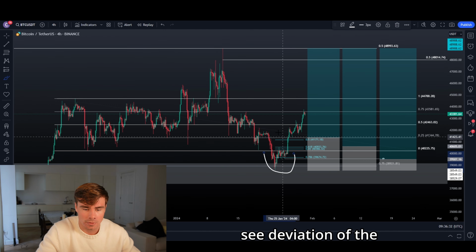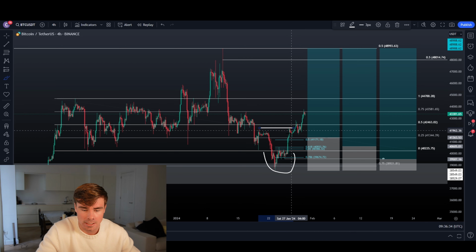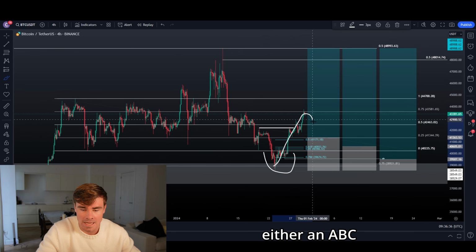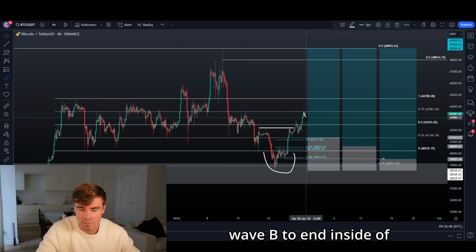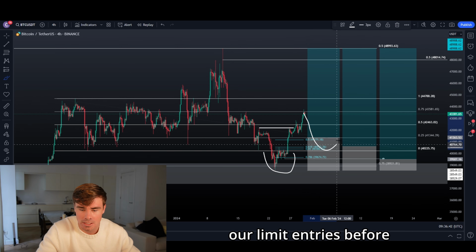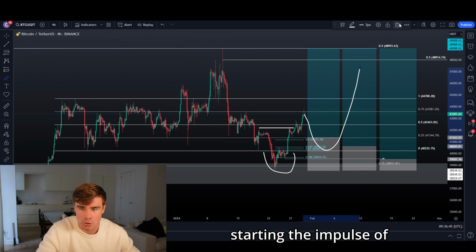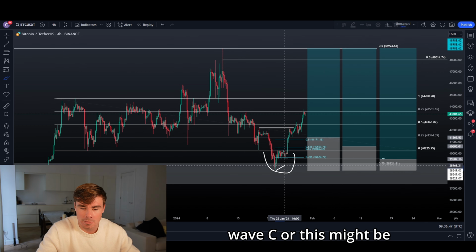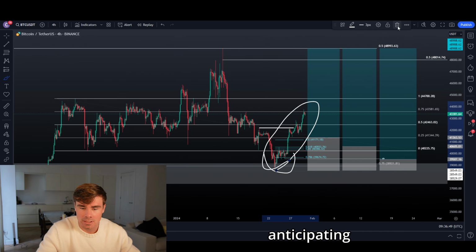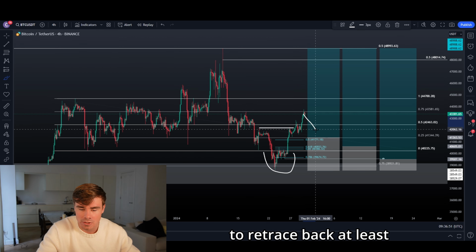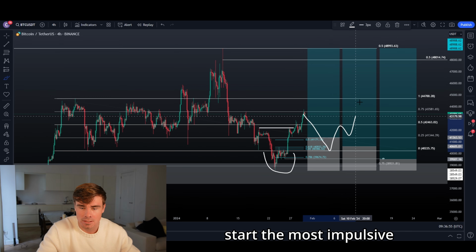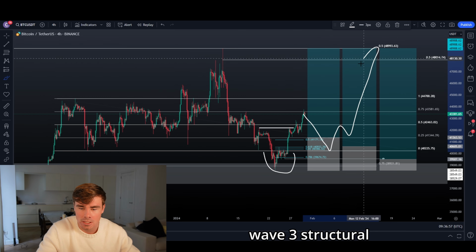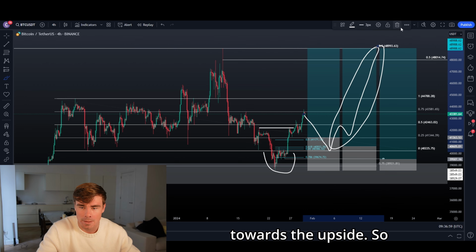We see a deviation of the range low, break of structure to the upside. Now I'm anticipating either an ABC correction to the upside, in which I'm anticipating wave B to end inside of our limit entries before starting the impulse of wave C, or this might be a wave 1 in which I'm anticipating the second wave to retrace back at least towards the 0.5, fill our entry points, and then start the most impulsive wave 3 structural towards the upside.